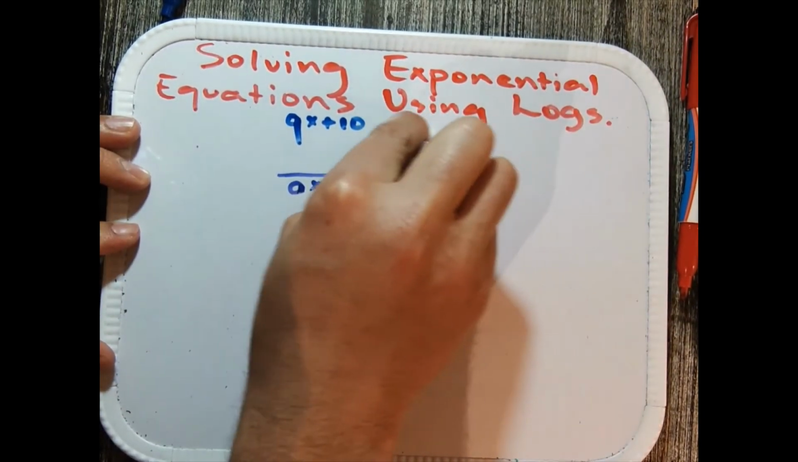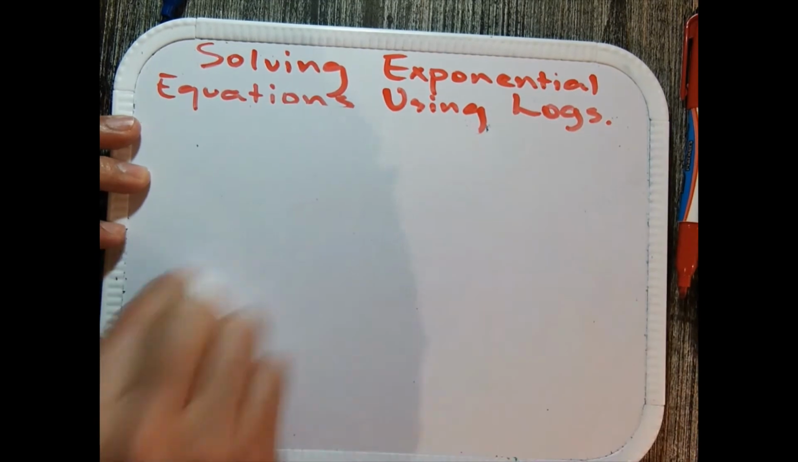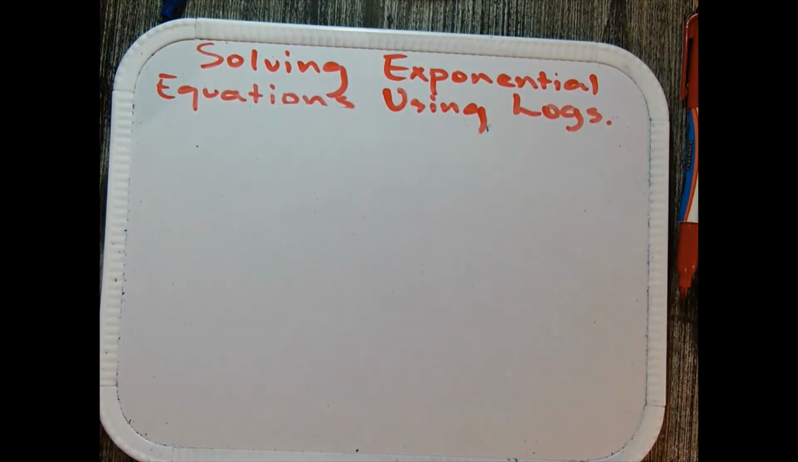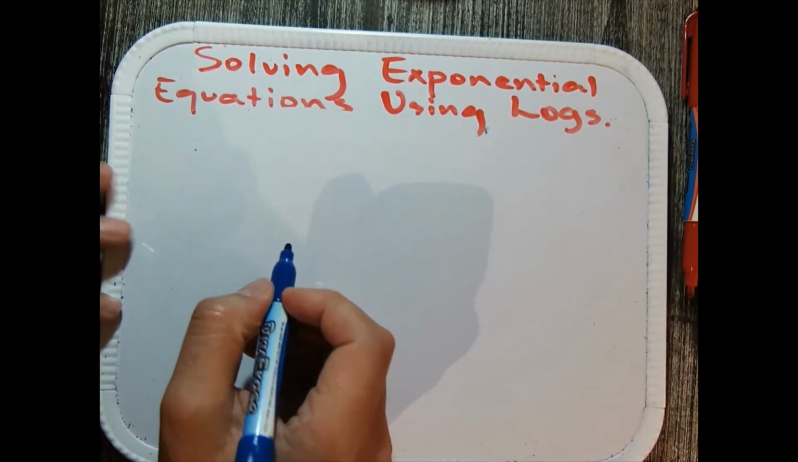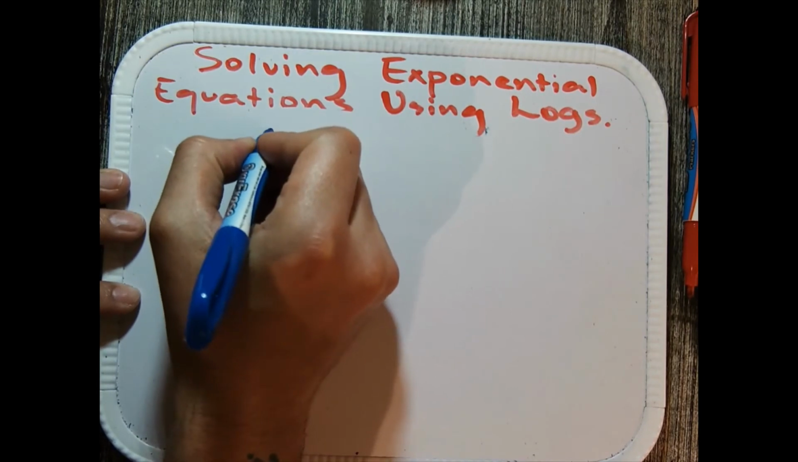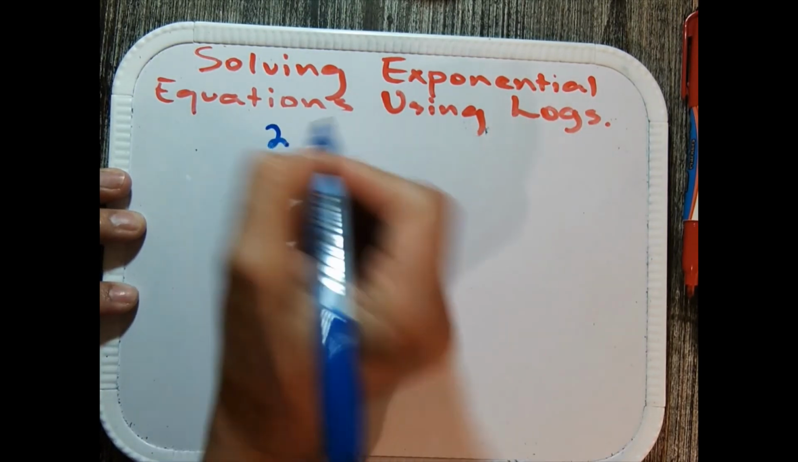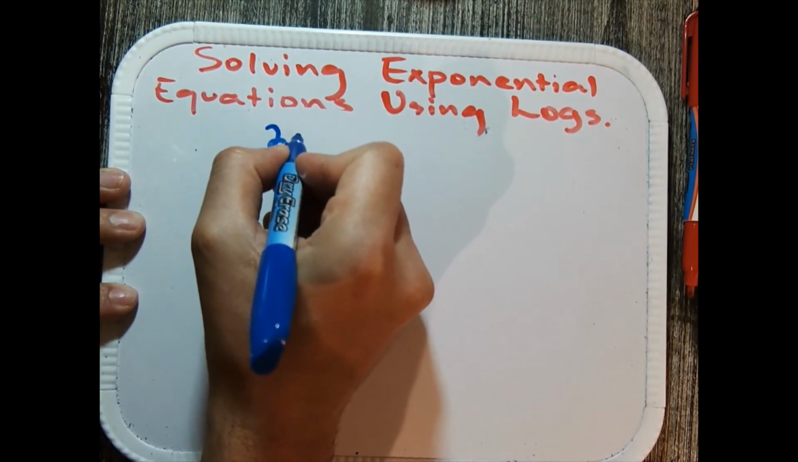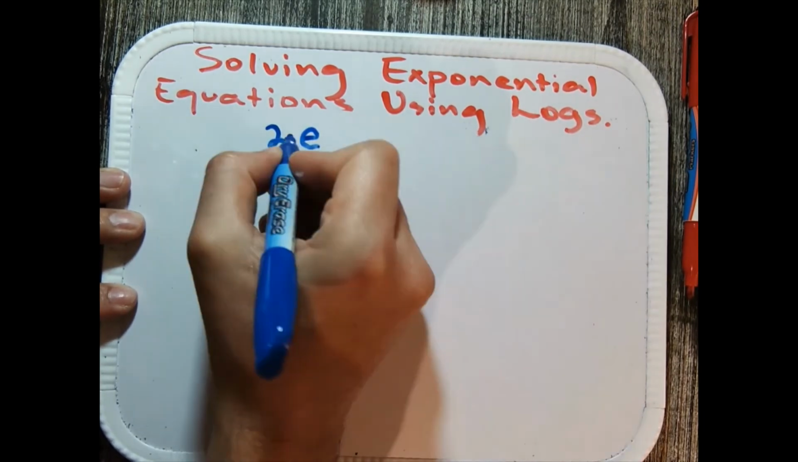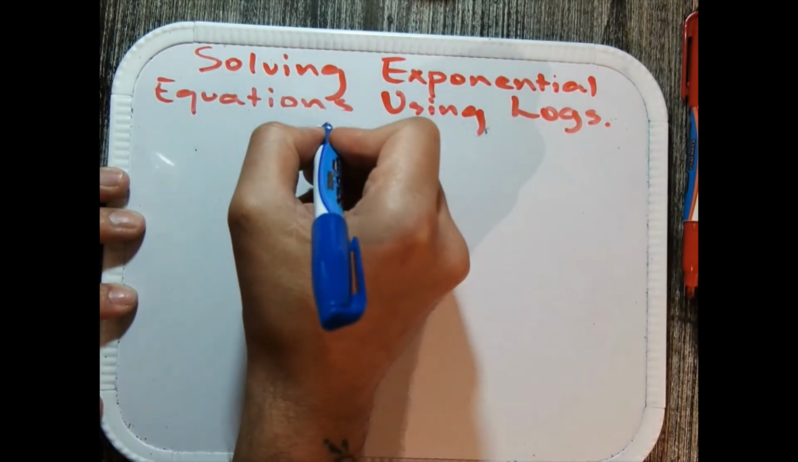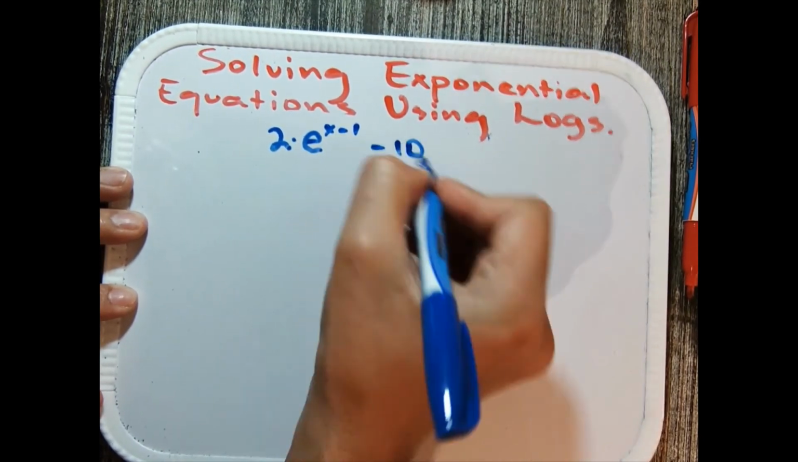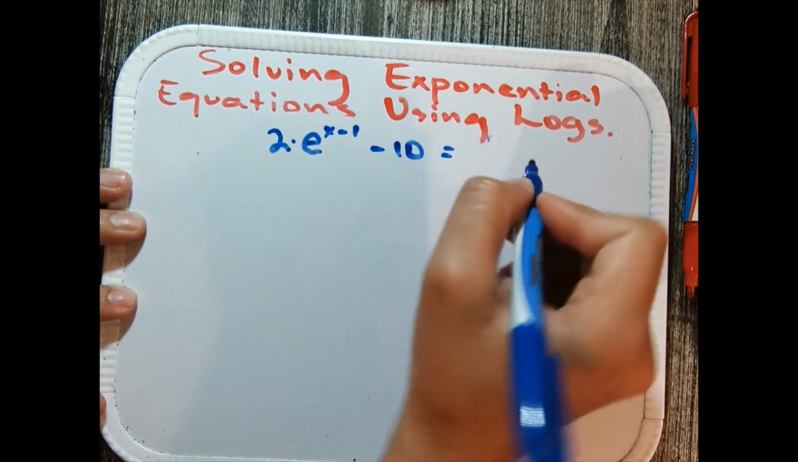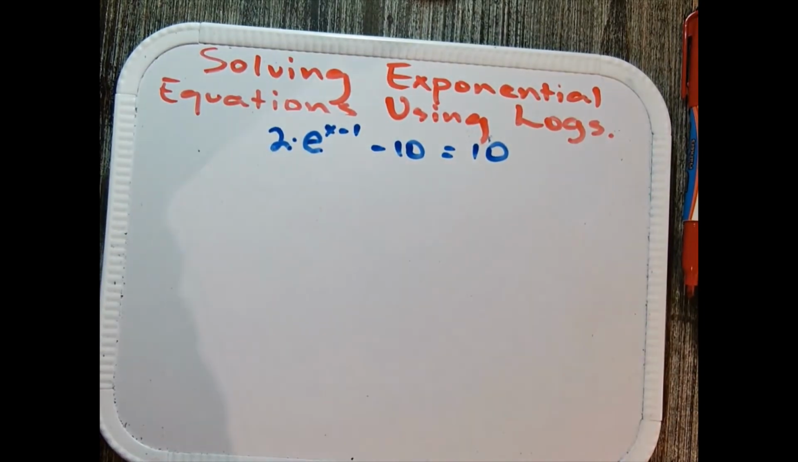All right, for the last one, what we have is 2, this one's going to be a little bit different, times base e raised to the power of x minus 1, minus 10 is equal to positive 10.